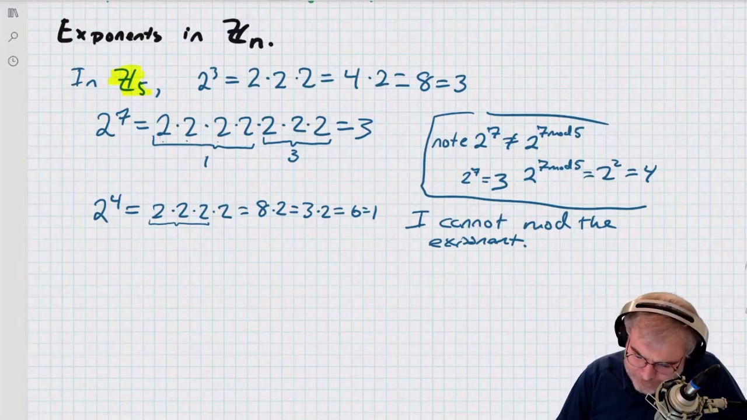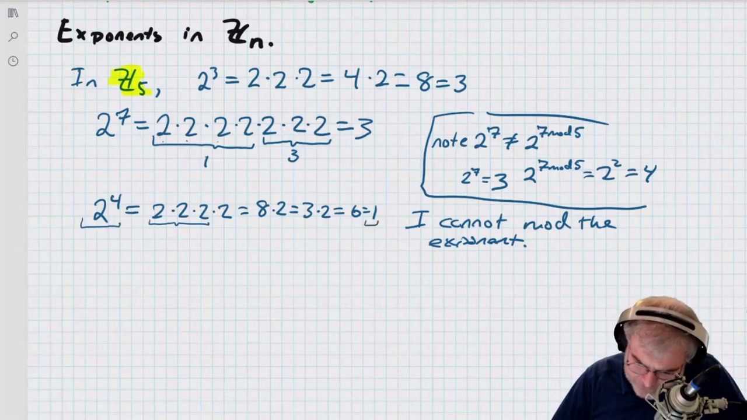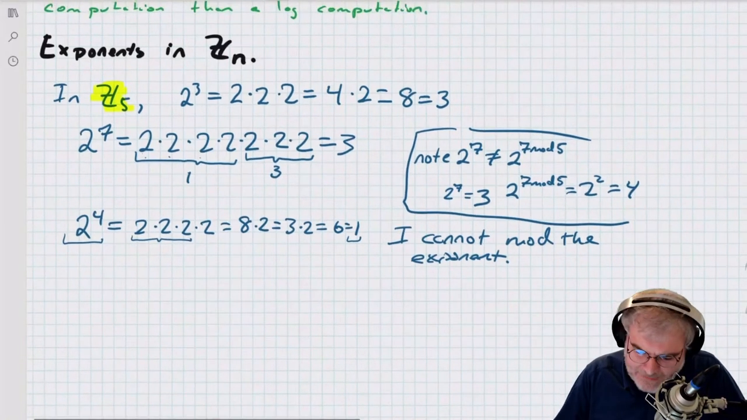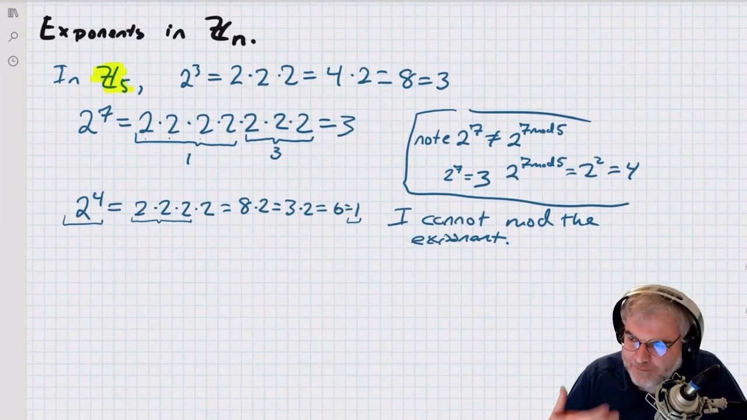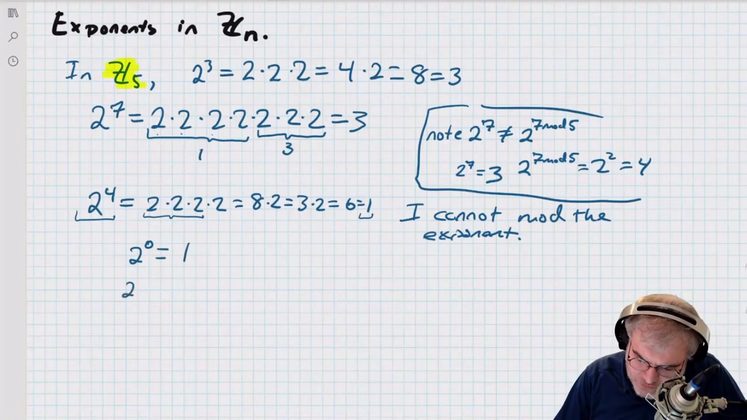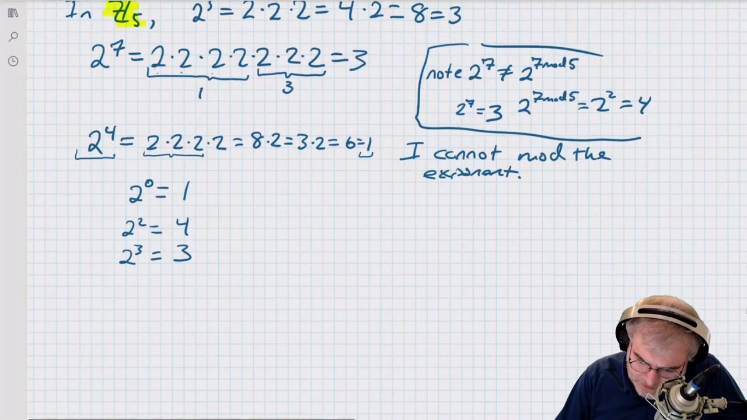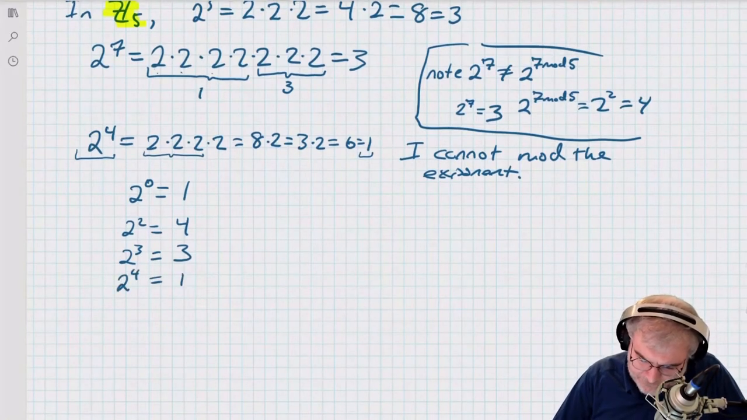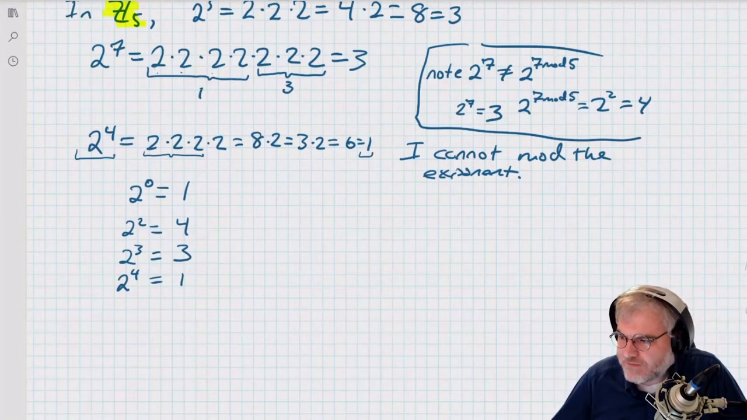So I've got 2 to the 4 here does not equal. So 2 to the 7th equals 3. Well, 2 squared equals 4. Now, here's an interesting thing about this. 2 to the 4 equals 1. So let's look at this. Let's make a little chart about this in Z5. Let's see what happens as I go. All right. So 2 to the 0 equals 1. 2 squared equals 4. 2 cubed, we already said, equals 3. And 2 to the 4th equals 1 again. And notice how this repeats.